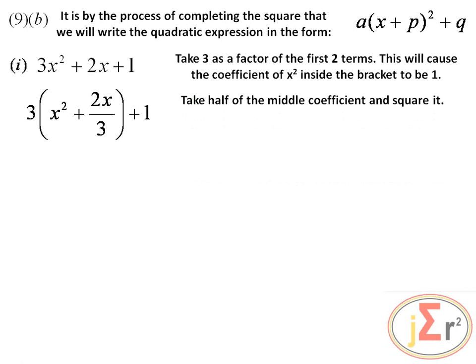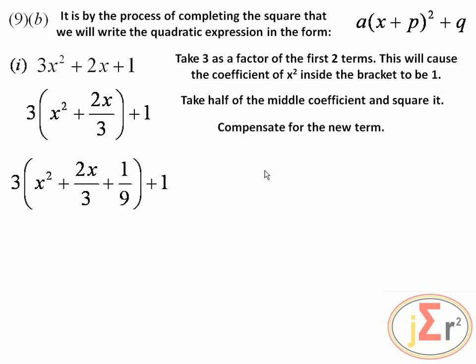Take half of the middle coefficient and square it. Half of 2 over 3 is 1 over 3. Square 1 over 3, we get 1 over 9. Compensate for the new term. The new term is 1 over 9. We have 1 over 9 that was not there before. We need to remove it.